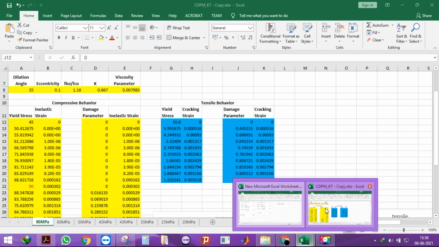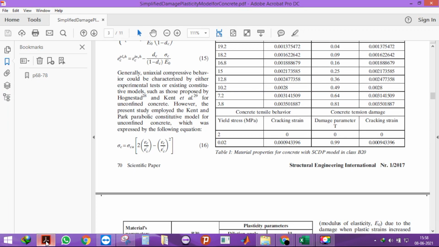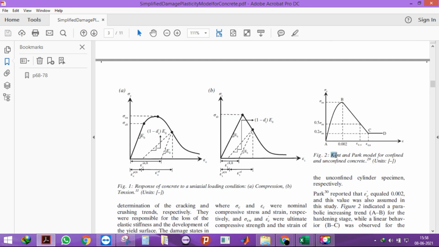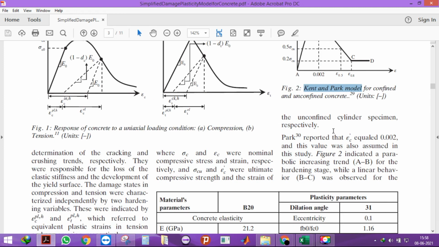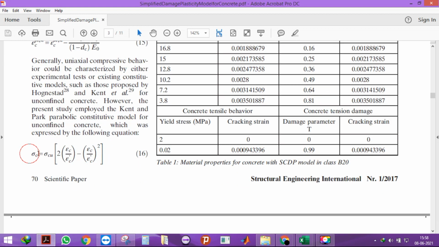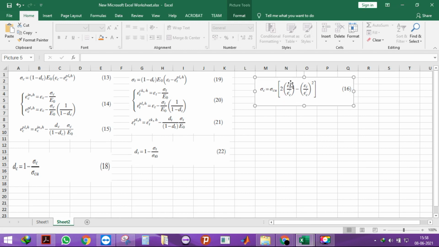Now as we do not have the experimental data, if you have experimental data then you can proceed, else this is the paper I am referring. Here they have mentioned they have used the Kent and Park model. So we'll also be using the Kent and Park model. This model will be used to estimate the stress strain behavior. We'll be calculating the strain corresponding to stress using that model. So that formula I have copied here. This is the formula we'll be using.